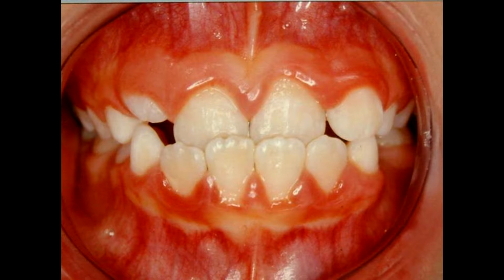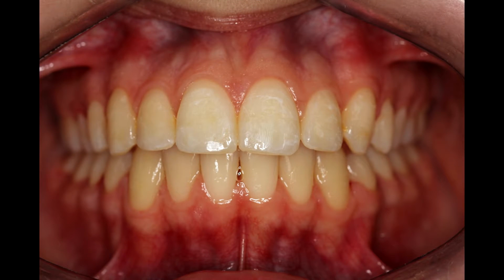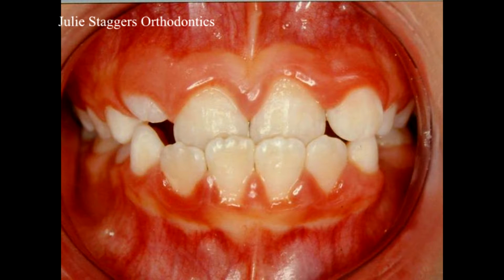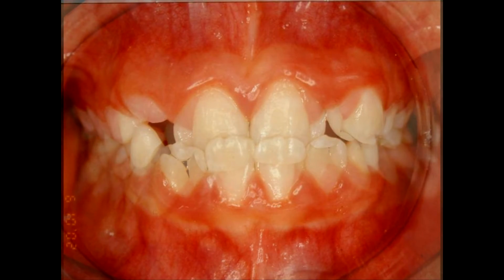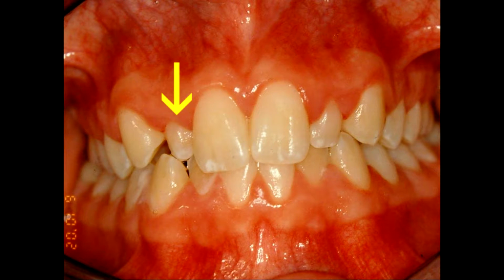Another common problem with the front teeth are crossbites. A crossbite occurs when you have the upper teeth inside of the lower teeth, like you see here. Normally, the upper teeth should be totally on the outside of the lower teeth, like you see here. A crossbite may involve multiple teeth, or it may involve just one tooth. The more teeth that are involved in the crossbite, the more orthodontic treatment is needed to correct it.